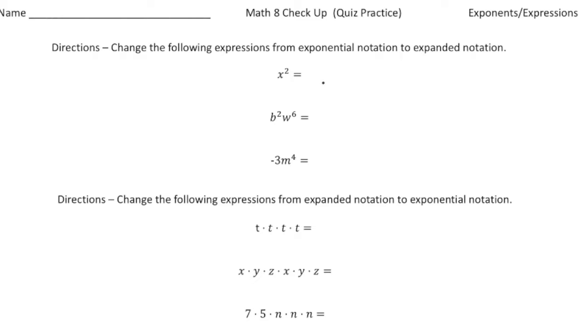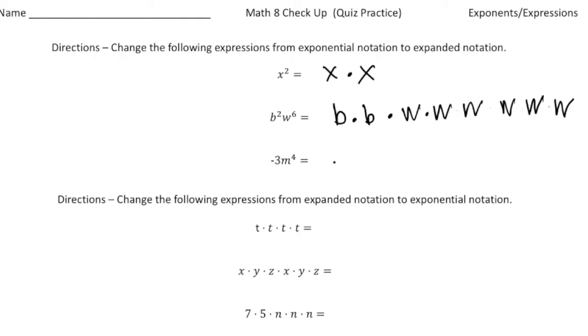So the first one you had to write x squared in expanded notation. So this would just be x times x. This one is going to be b times w times w times w times w times w times w times w. And then this one is going to be negative 3 times m times m times m times m.